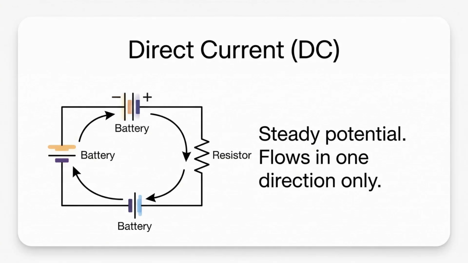Before we dive into alternating current, let us quickly review direct current, or DC. In a DC circuit, the electrical potential remains steady. Because of this, the current flows in only one direction, constantly moving from the negative terminal of the power source through the load and back to the positive terminal.